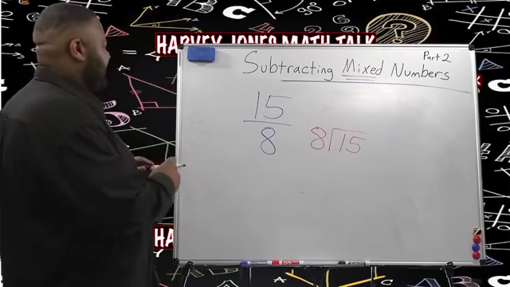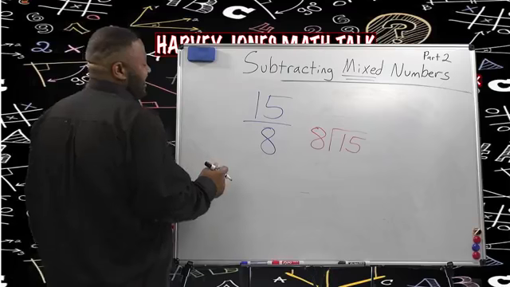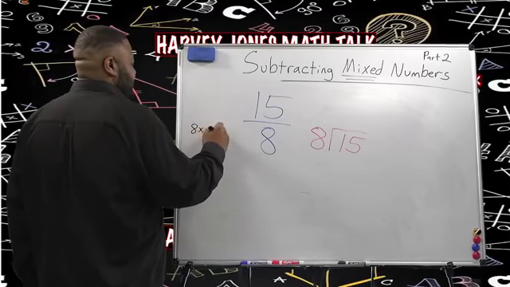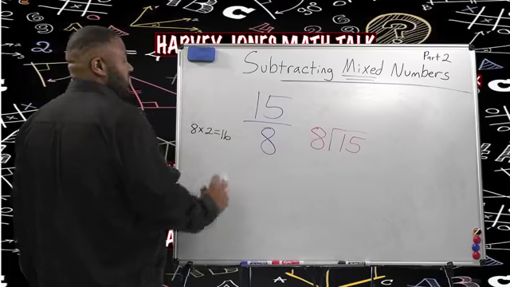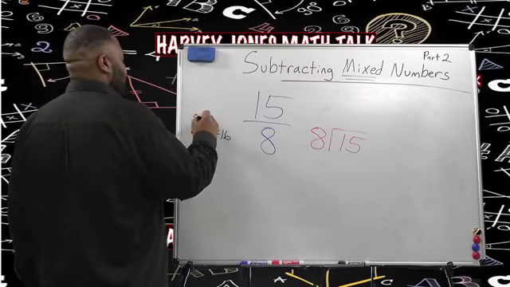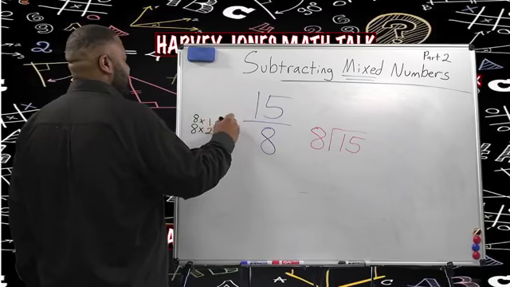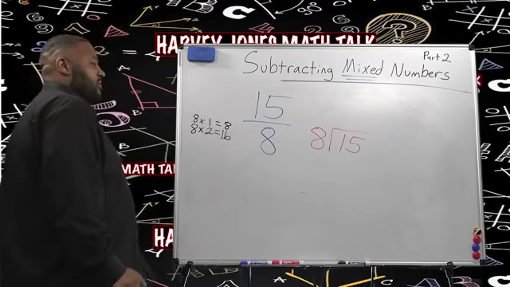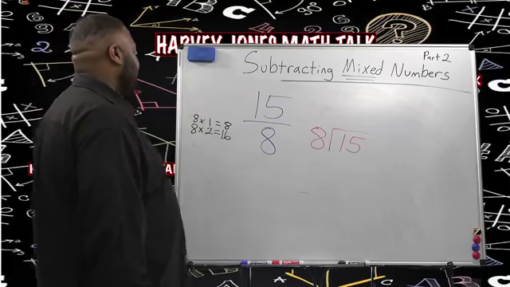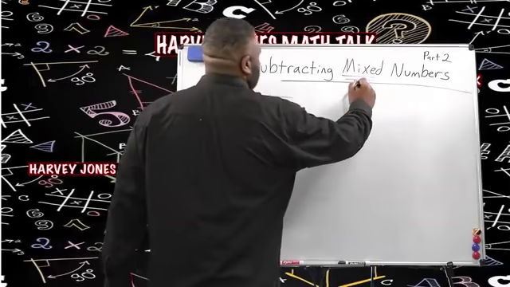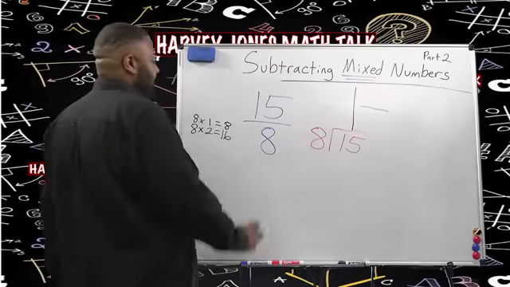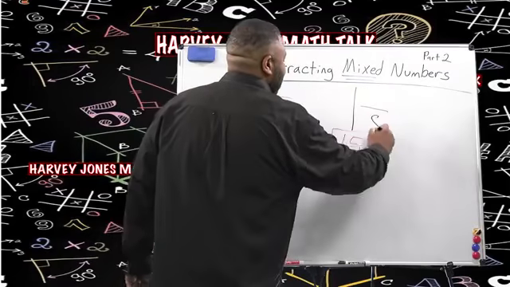I'm going to do my 8 facts real quick. I'm not going to do the whole pick and choose chart. I know 8 times 2 is 16. Uh-oh, that has already gone over. So we go 8 times 1, which is 8. So we're going to put a really big 1. My denominator was already 8, and it is going to stay 8.